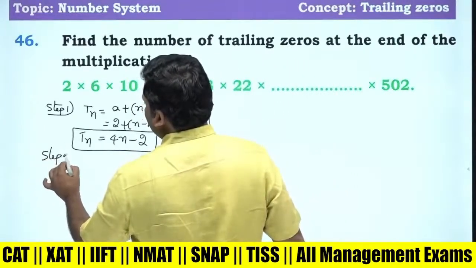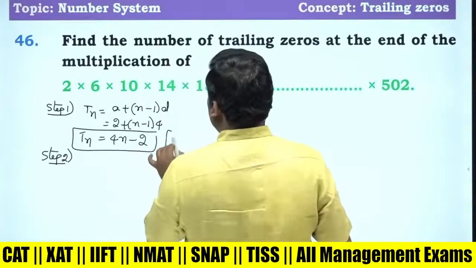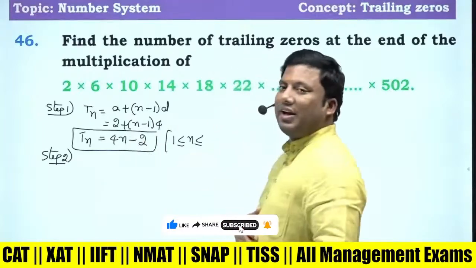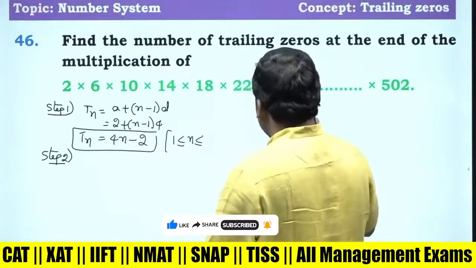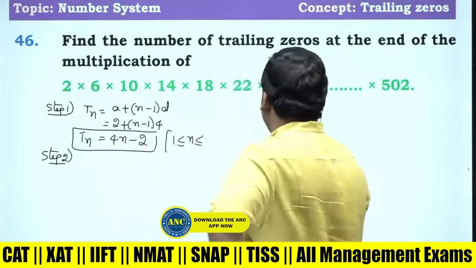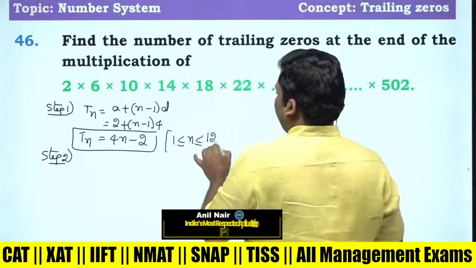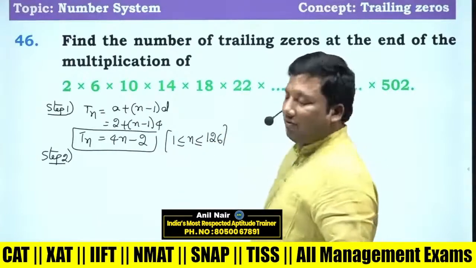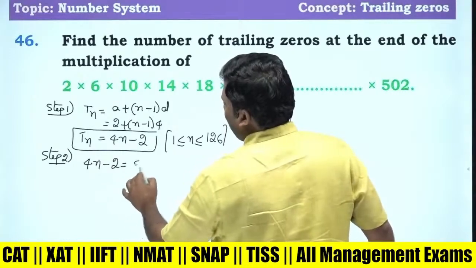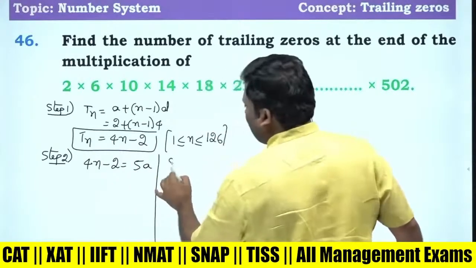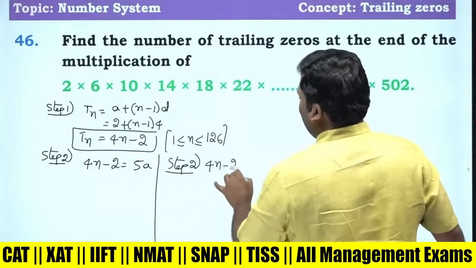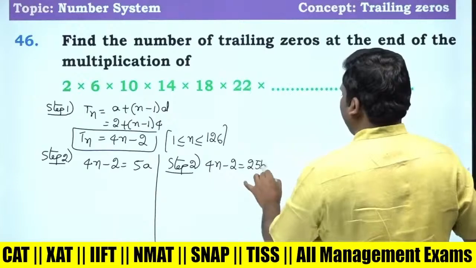Step number 2. N value can range from 1 to 125, 4s are 500 minus 2, 498. 126, 4s are 504 minus 2, 502. N value can range from 1 to 126. Step 2. 4n minus 2 is equivalent to 5a. I am sure you can solve this equation same like that. Step number 2. 4n minus 2 equivalent to 25b.